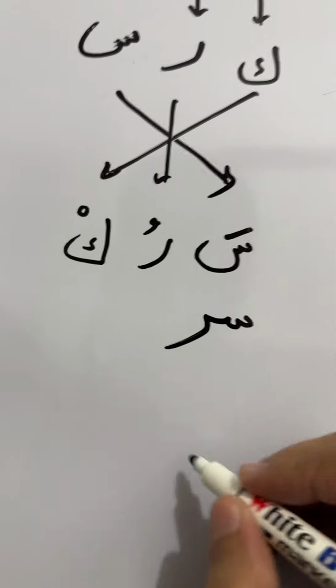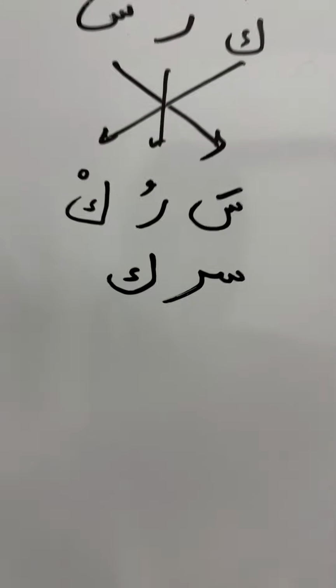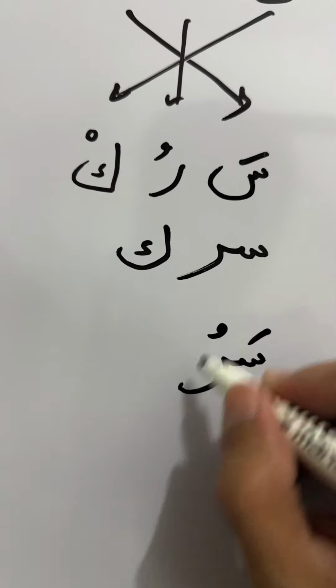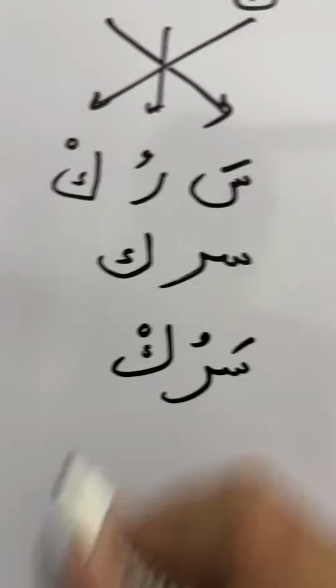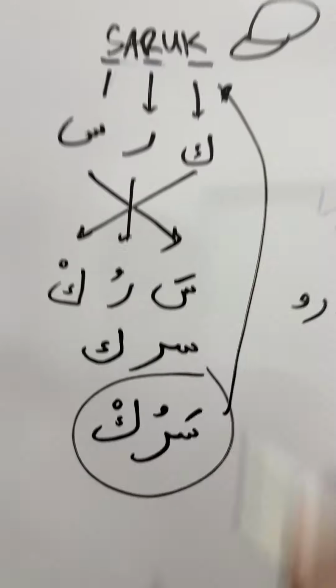Sin and then ra. Then we have ka. That's how you write. We add the baris. So sin, ra, sin yung atas sa, ra dapan ro, mono kap, ruk, saruk. So this is how you write saruk in Sulat Sūg.